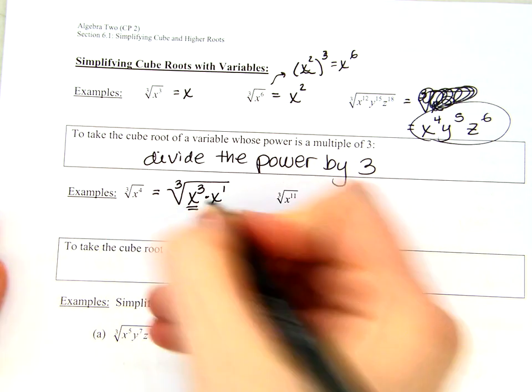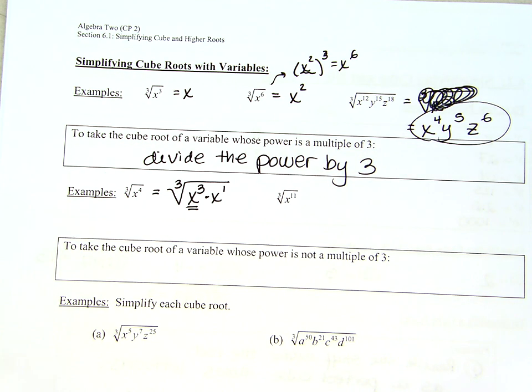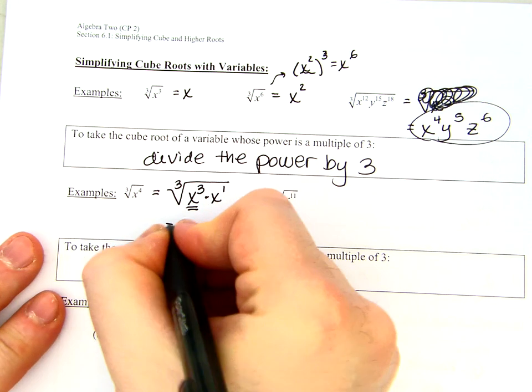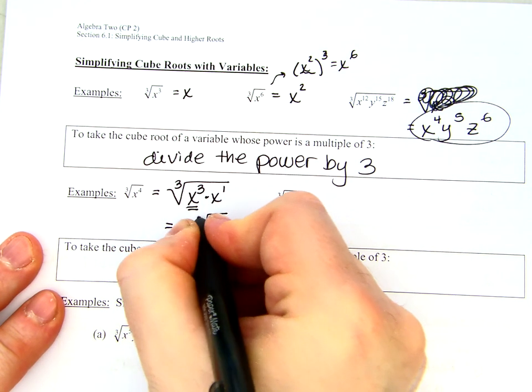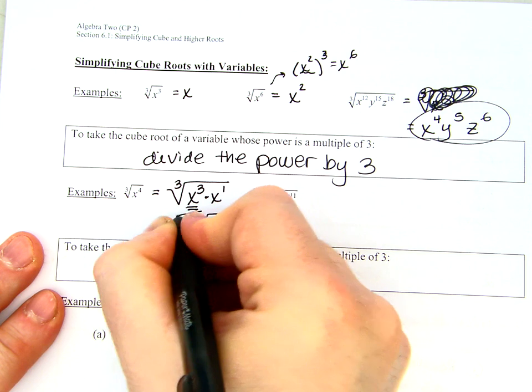One of these things I can take the cube root of. I can take the cube root of x to the 3rd. What is the cube root of x to the 3rd? You are going to get x times the cube root of x.